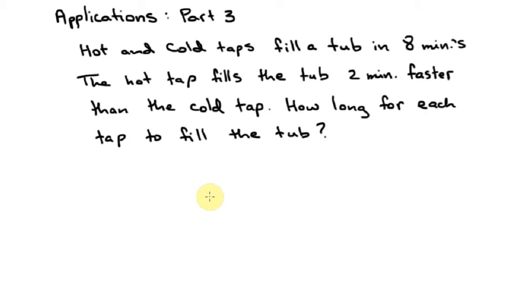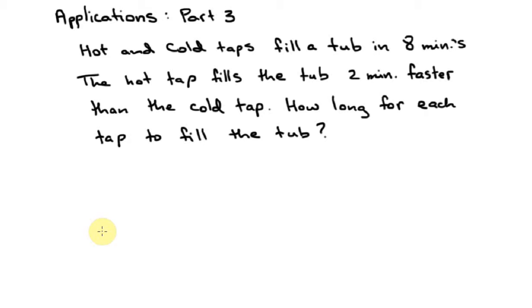Okay, this is our last look at an example of applications of quadratic equations. And here we have a familiar example from one we did a little while ago, and it's the rates with the hot and cold taps. So I'll just read it out here. We've got hot and cold taps, and we know they can fill a tub in 8 minutes. That's both of them together. The hot tap fills the tub 2 minutes faster than the cold tap. How long for each tap to fill the tub? And that just means each one by itself.